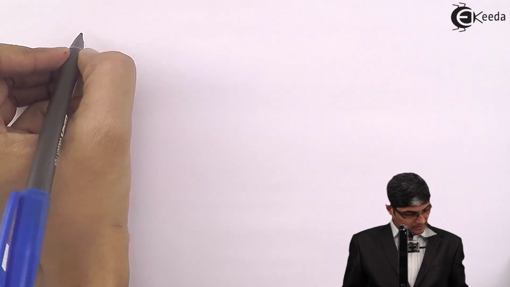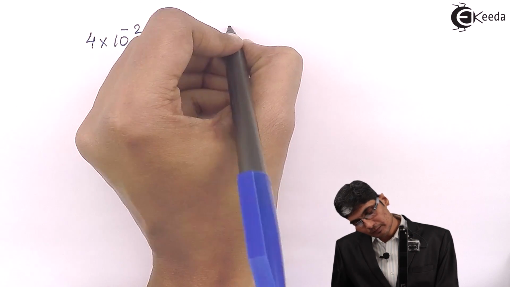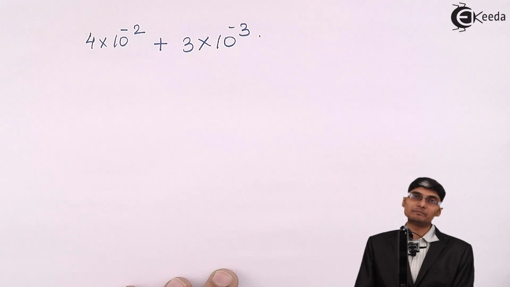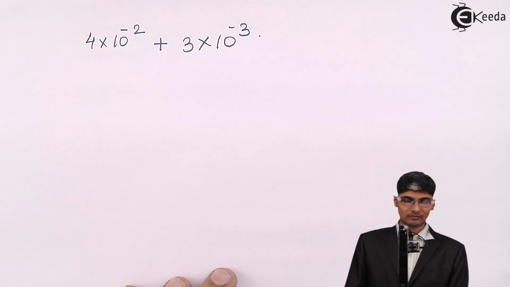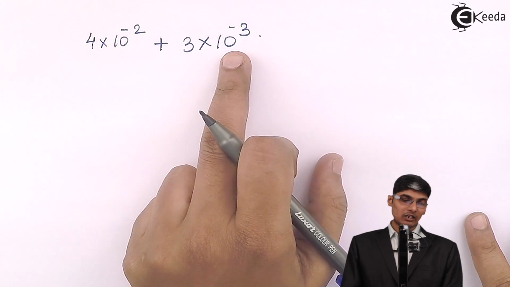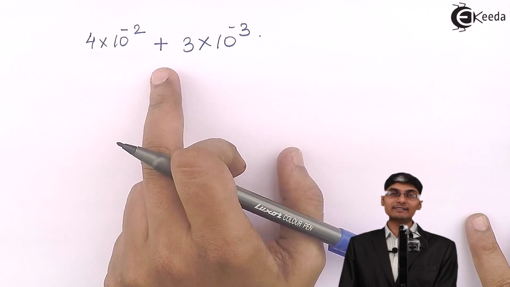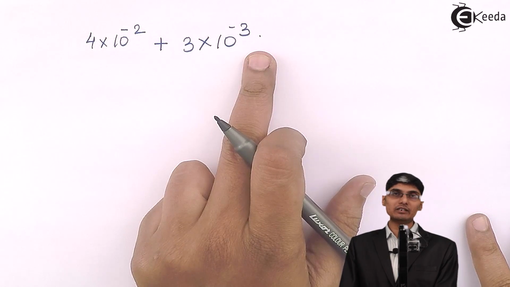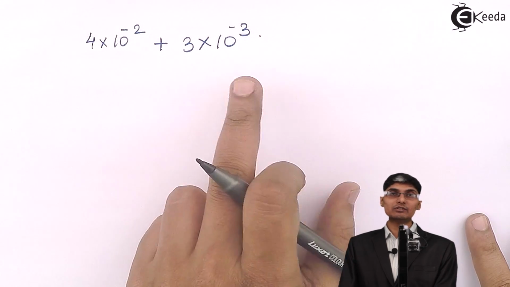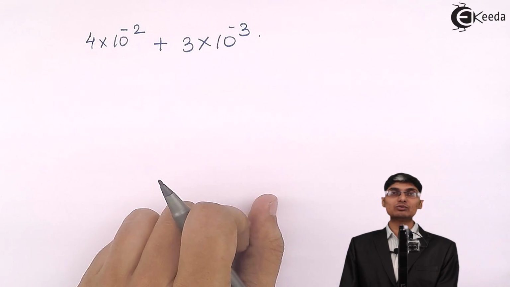When you add two floating point numbers, let's say I want to add 4 into 10 raised to minus 2 plus 3 into 10 raised to minus 3. Can I add them? No, we cannot. We need to adjust the index. Either you increase the index here or you decrease the index here. If I make this 10 raised to minus 2, it will be 0.3 into 10 raised to minus 2. No, 30 into 10 raised to minus 2. So 30 into 10 raised to minus 2 and 4 into 10 raised to minus 2, you can add them.